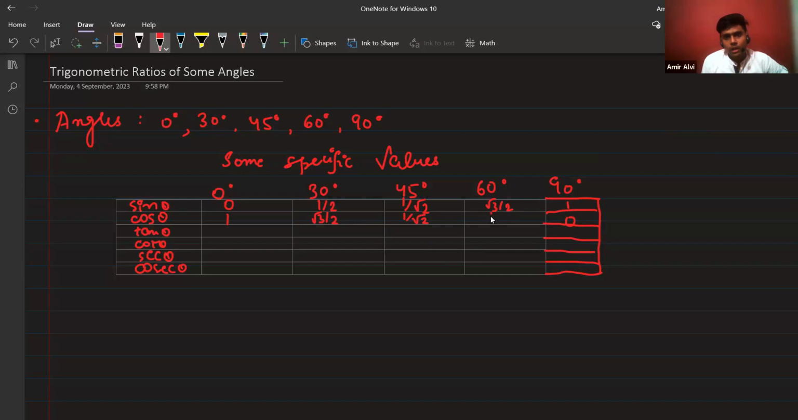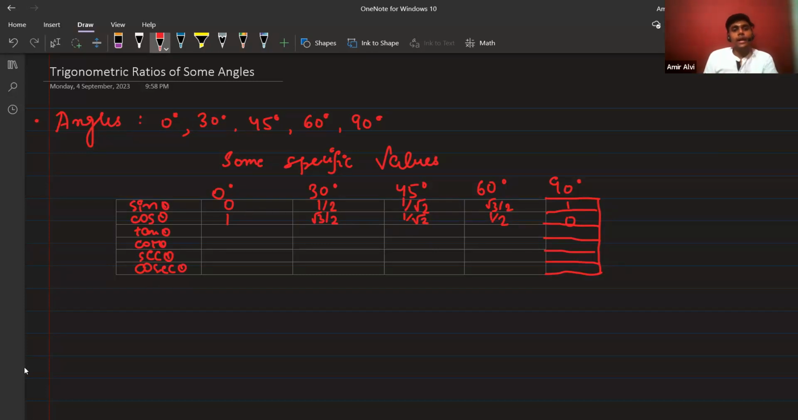1 by 2. Very good. So if you remember these 6 ratios of sine and cos, you can easily calculate tan theta, cot theta, sec theta, and cosec theta, because cot, sec, and cosec are the reciprocals of the other 3.